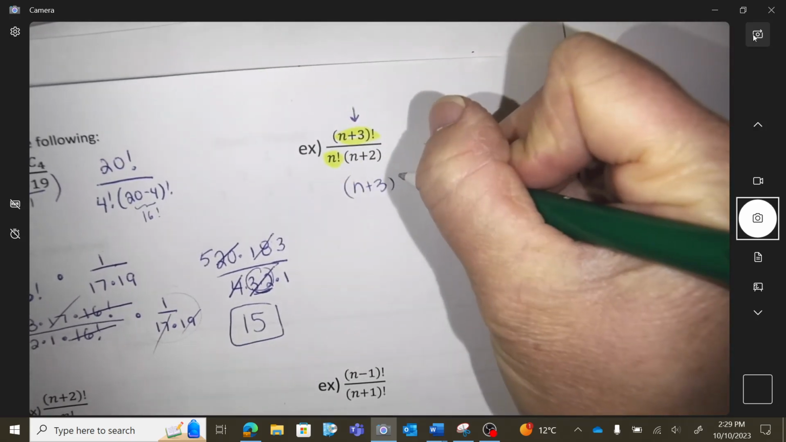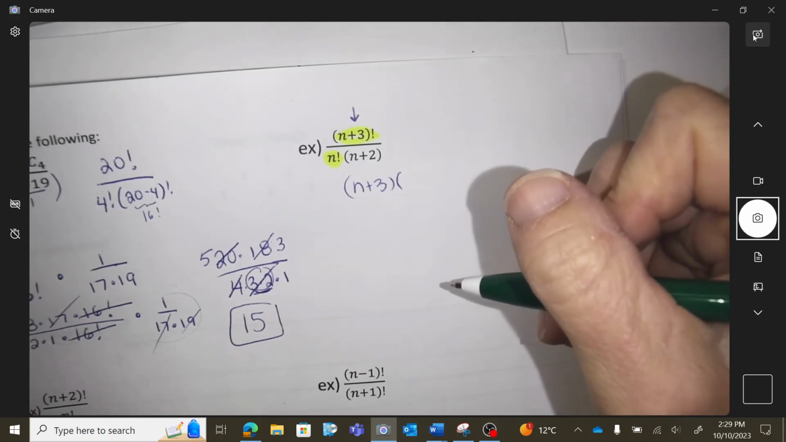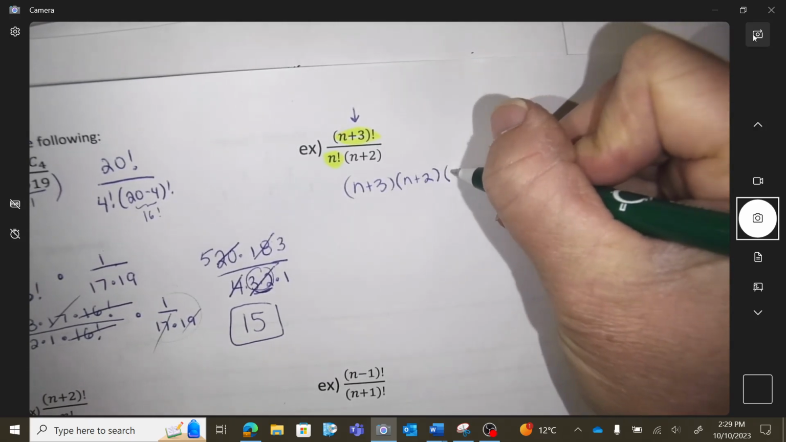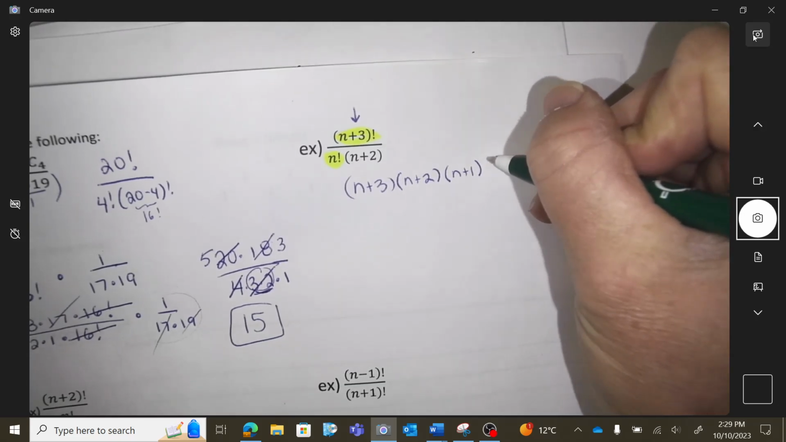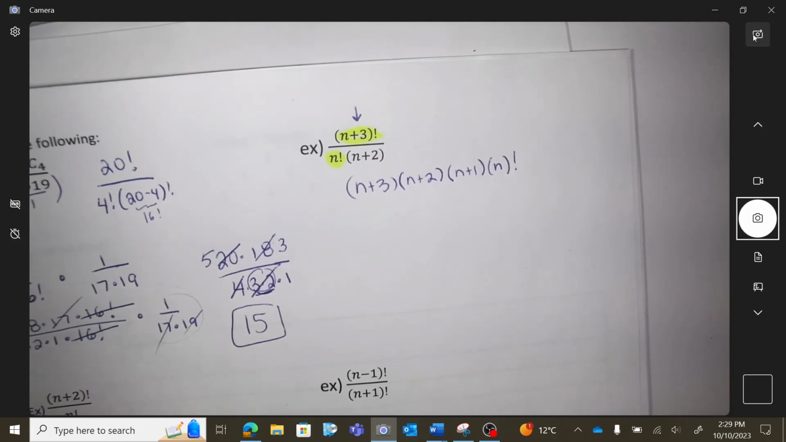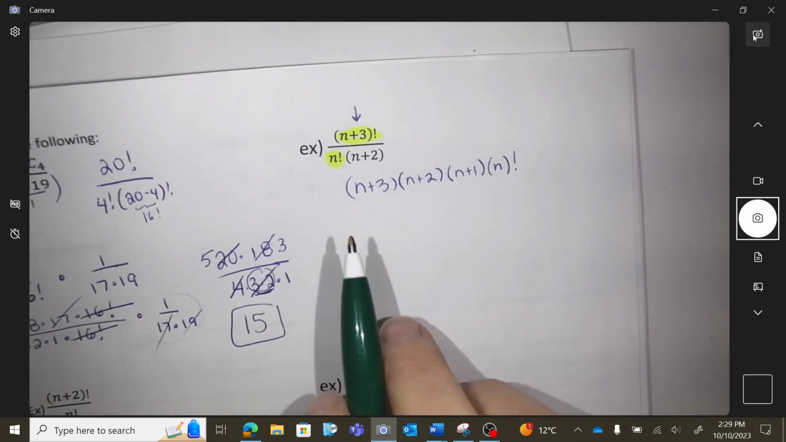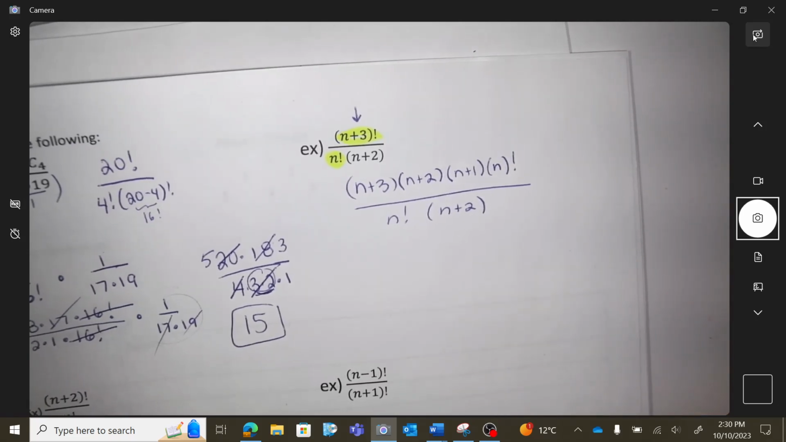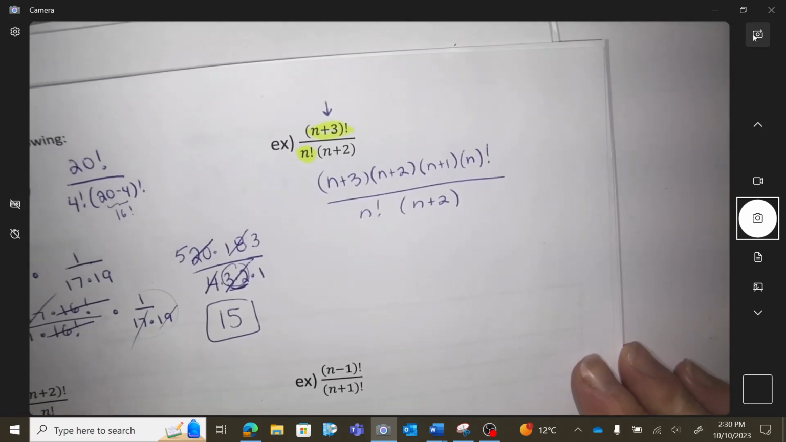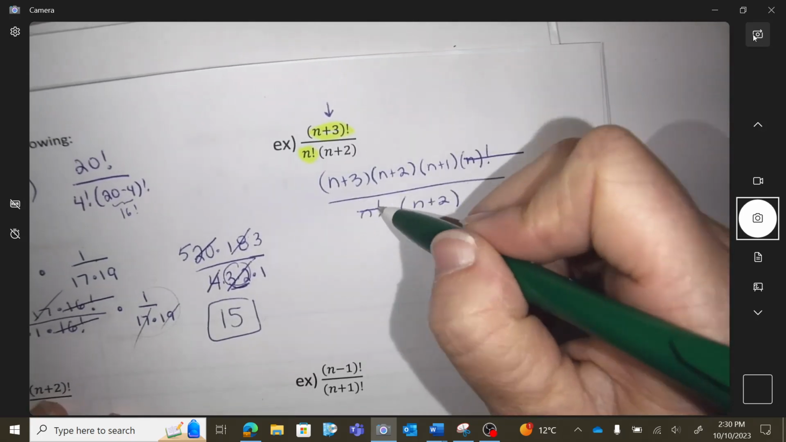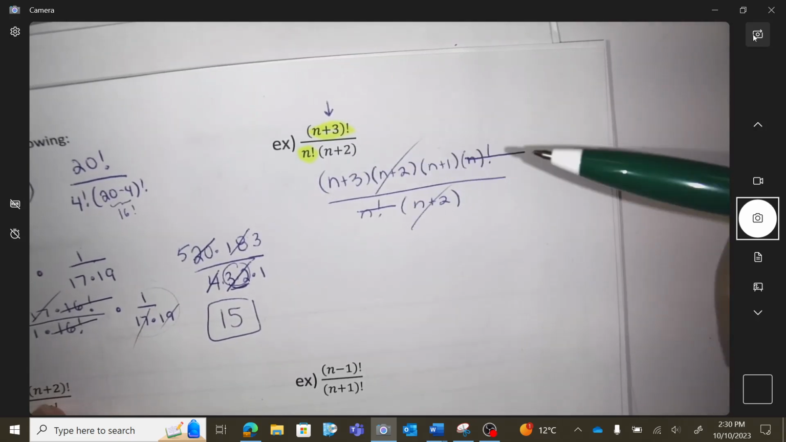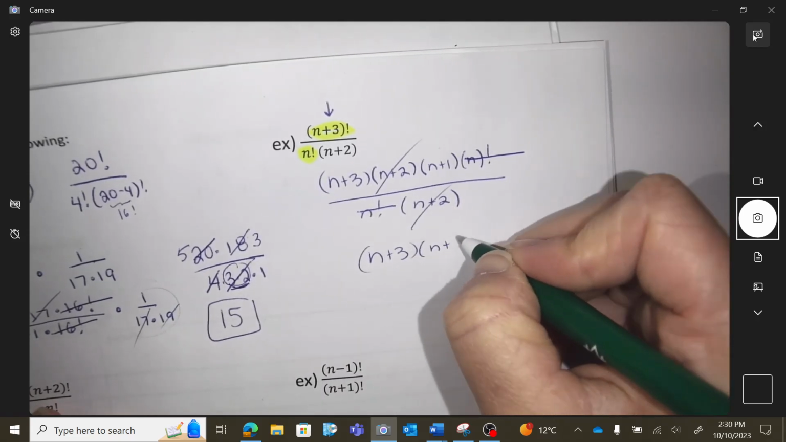N plus 3. Remember, we're going downhill. So what's one lower? N plus 2. What's one lower? N plus 1. And then n and beyond. I'm going to stop there. Do you see why I'm stopping there? That's matching with the one on the bottom. So we expanded the larger one until we knew when to stop. So the n factorial would cancel. This factor would cancel, n plus 2. And you're left with an n plus 3 and an n plus 1.